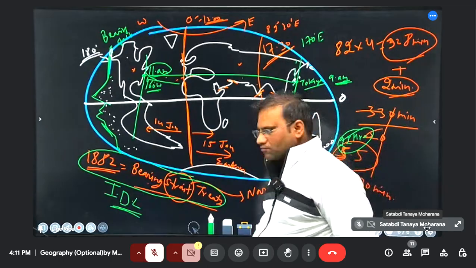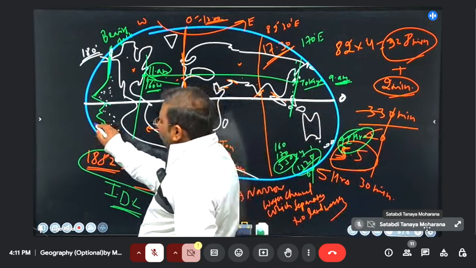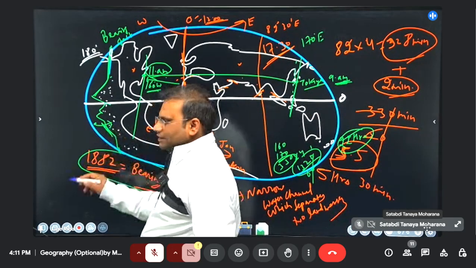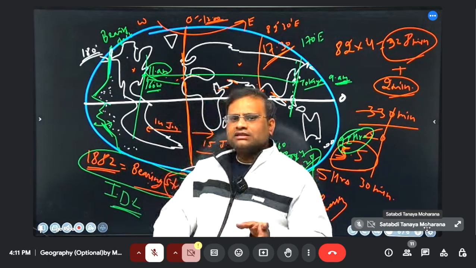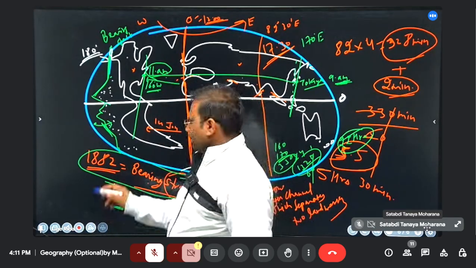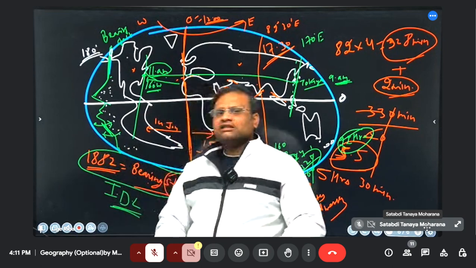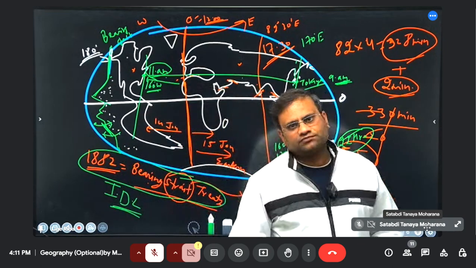Is that it? If a ship crosses from west to east over this international date line, the navigators add 1 day ahead. If crossed from east to west, they subtract 1 day. Isn't it?